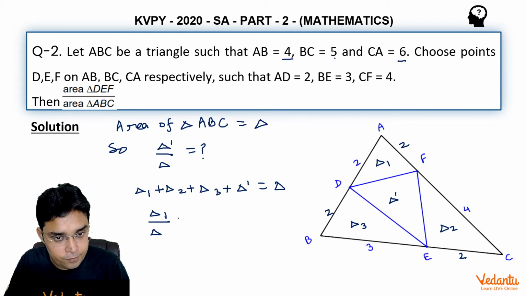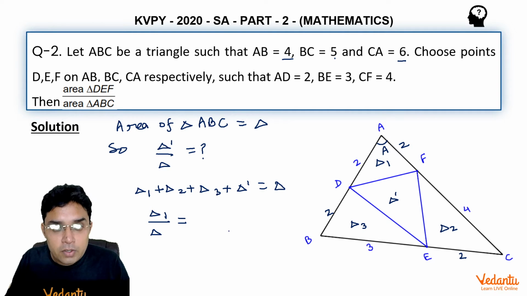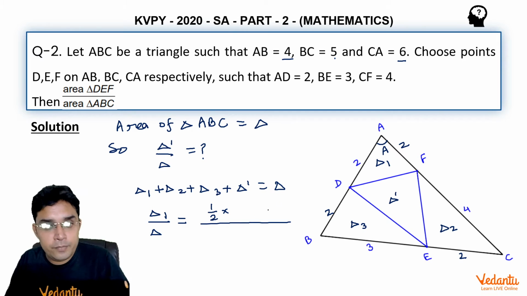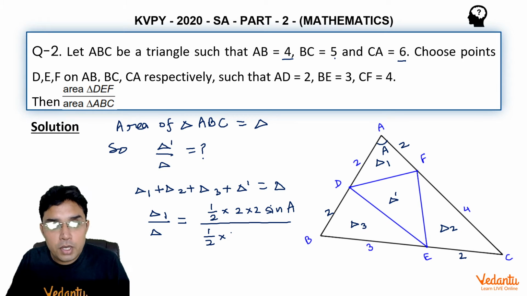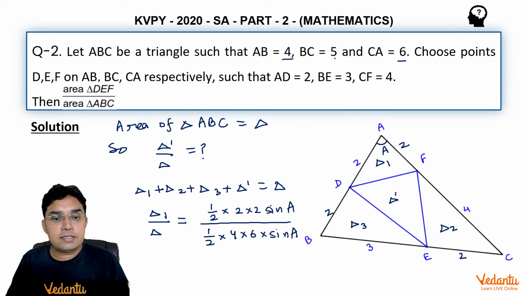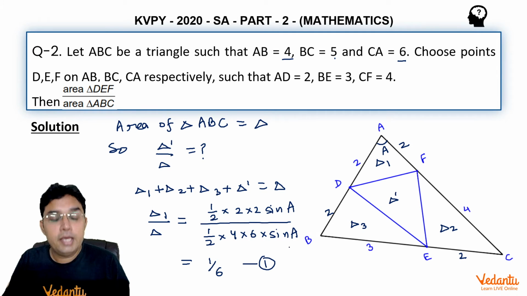Now, how to find this delta 1 upon delta? Please listen carefully. This delta 1 and delta have this angle A as common in both the triangles. Now if I use the area of triangle formula as 1 upon 2 into two sides into sine of the included angle, for delta 1 I can use 1 by 2 into 2 into 4 into sine A. And if I use the area of triangle ABC with the same formula, it can be written as 1 by 2 into 4 into 6 into sine A. So you can see sine A gets cancelled, 1 by 2 gets cancelled, and it comes out to 1 by 6 only. This is one ratio.